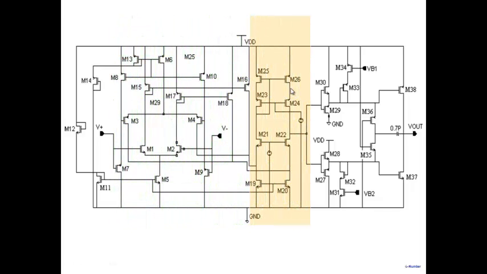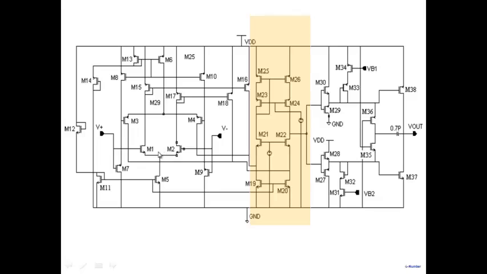Can you recognize this? This is a cascode. When you combine the two differential pairs, the differential pair must have a load. So the load for these N-type and P-type differential pairs is a cascode load, a folded cascode load here.